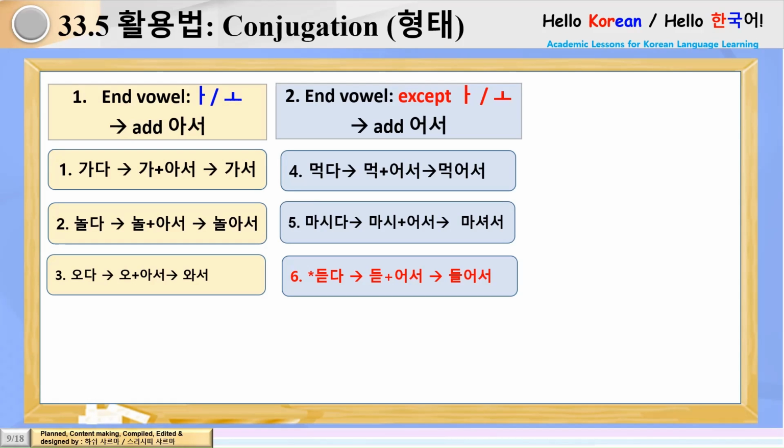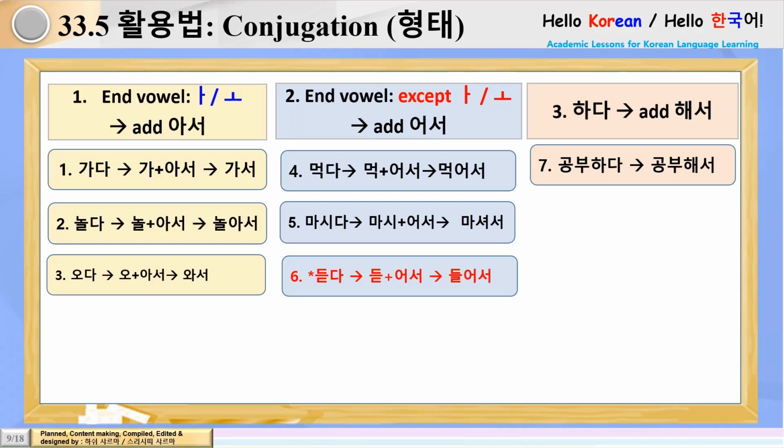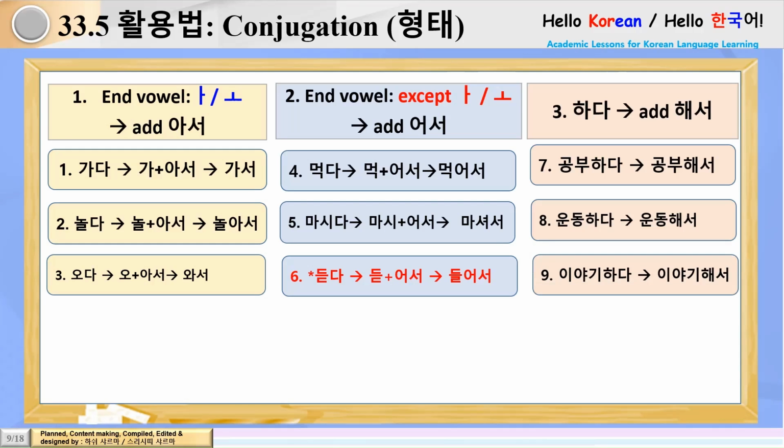Third category is with the 하다 verbs. In this, remove 하다 and add 해서. So 공부하다, number 7, 공부해서. Number 8, 운동하다, 운동해서. Number 9, 이야기하다, 이야기해서. For more details about conjugation, please see lesson 32. Next.